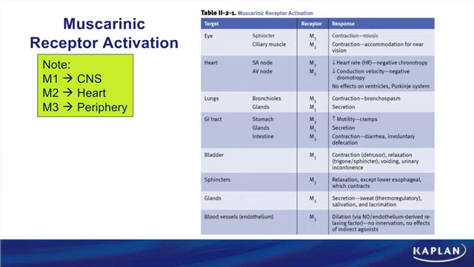I think actually the hardest part of this table is blood vessels. Blood vessels have muscarinic M3 receptors, and they can vasodilate through nitric oxide. Now here's the confusing part. Those M3 receptors on blood vessels are not innervated. They're the only receptors in this entire table that are not innervated.